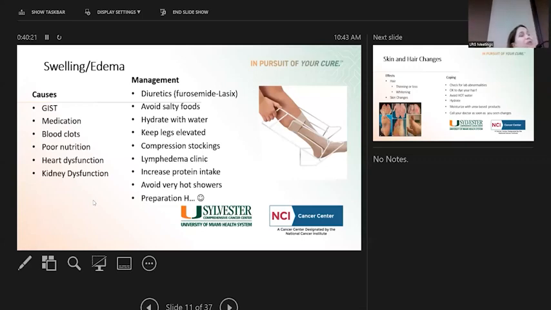Also, when people are unfortunately close to the end, it sounds like maybe that GIST was not the problem and that was something else. But when GIST does get very advanced, unfortunately, with that blood protein dropping, we will see more swelling as people get sicker.